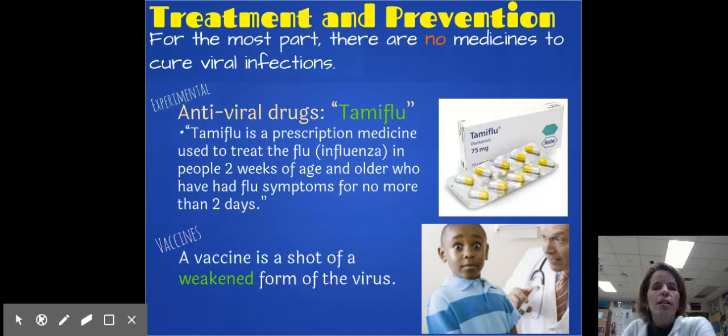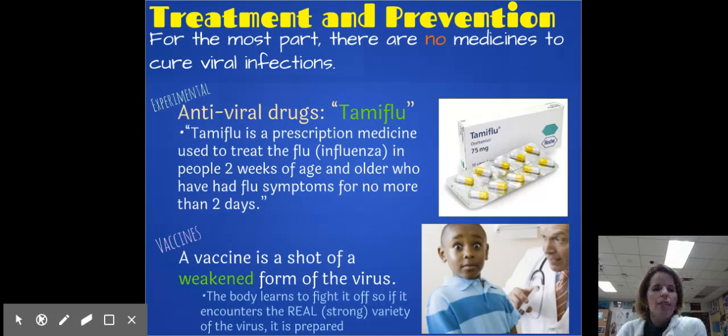Vaccines are the only thing that we have to prevent viral infections. So what is a vaccine exactly? Well, a vaccine is actually getting a shot of a weakened form of the virus. Sometimes it's the virus itself, but we've killed the virus. Sometimes it's a mutation. We've changed the virus in some way. But whatever the vaccine contains, the body learns to fight off the virus so that if it ever encounters the real or strong variety of the virus, it's prepared to fight it off. So that's what a vaccine is. We'll learn more about that a little bit later when we talk about the immune system.